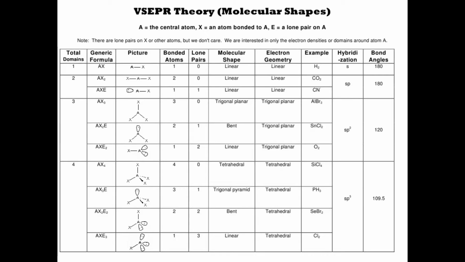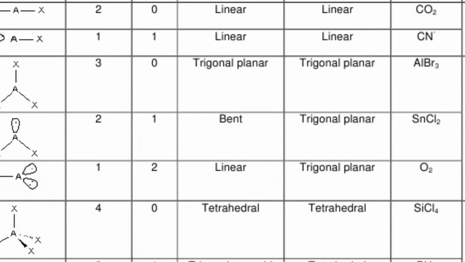Valence shell electron pair repulsion theory, or VSEPR theory, is the model used in chemistry to predict the geometry of individual molecules. As you can see, the total amount of domains depicts the molecular shape, electron geometry, and all that stuff. Like with one domain, you're going to have a linear molecular shape, and electron geometry is linear. Up to 3 will be a bunch of weird names. Just look at the picture.